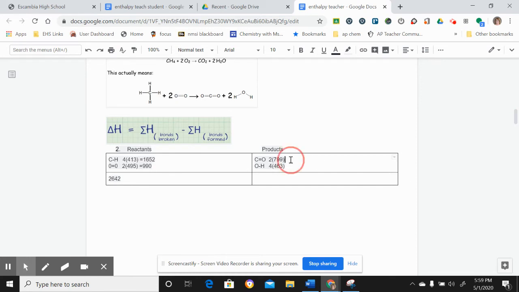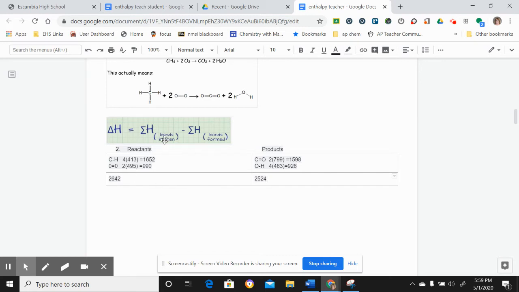Do some math here. 2 times 799 gives me 1598. This gives me 926. When I add them together, I get 2524.